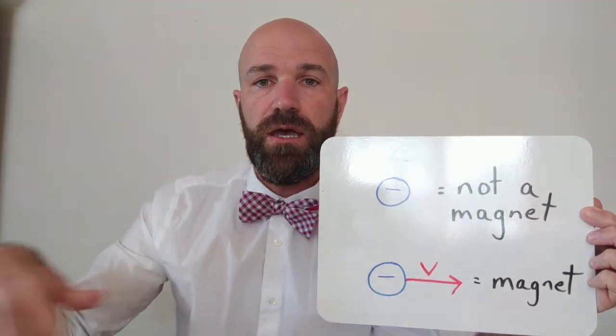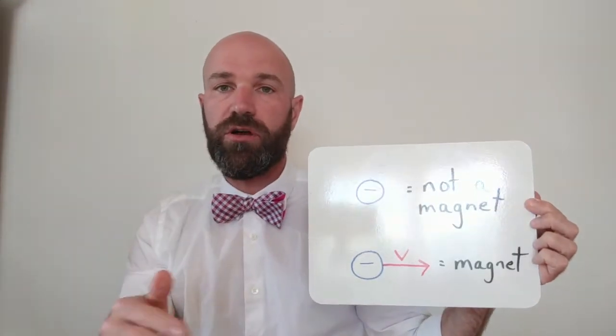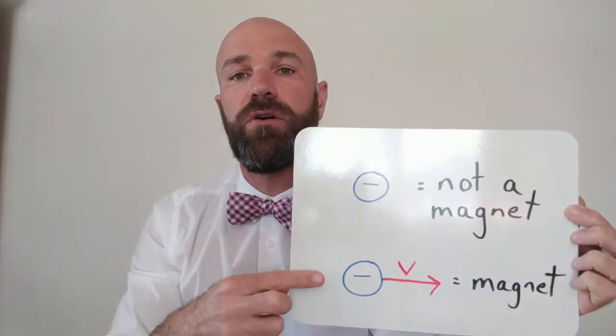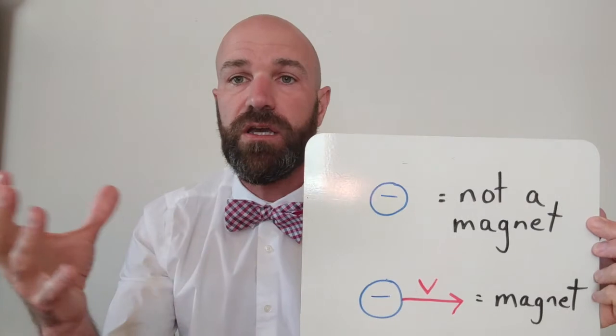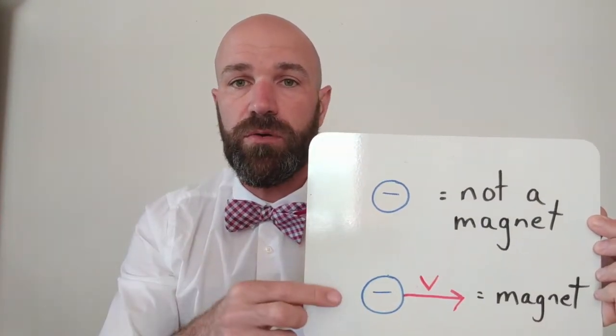All right. So again, a moving electric charge is a magnet, and we're going to focus on the electrons because the protons are, again, stuck at home in the nucleus. So we're pretty much going to be talking about electrons.